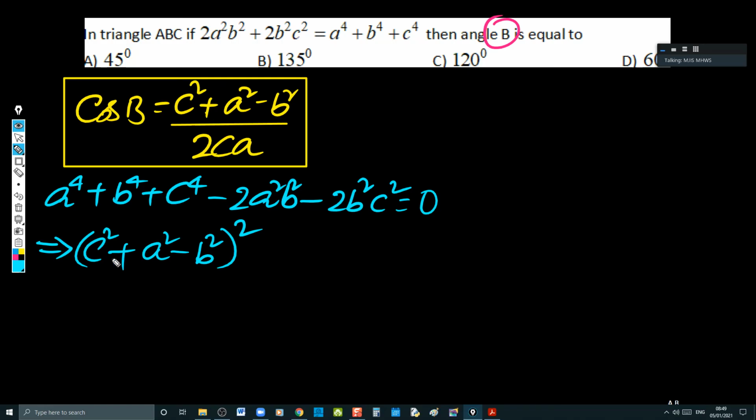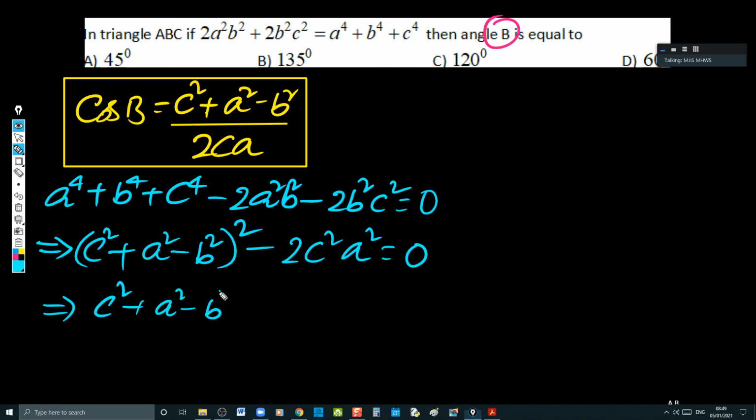Now check it out. C power 4, no problem. A power 4, no problem. B power 4, no problem. That is A plus B plus C whole square I'm talking about. A square plus B square plus C square, it's okay. A square, C square, plus 2C square A square minus 2A square B square is there. Minus 2B square C square is there. What is that remaining? Minus 2C square A square extra. Okay.